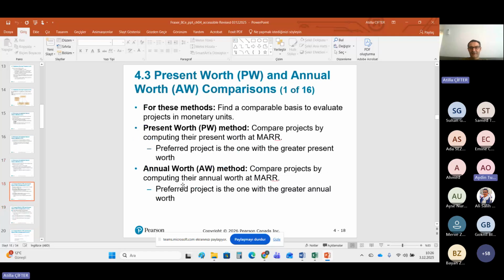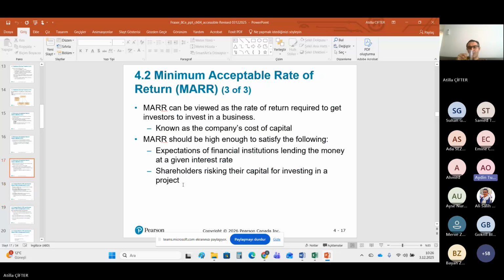So, what I explained, Hocam, I have a question. Yes. What is the benefit of comparing more than one project at one time? And secondly, how can we determine the relations between the projects? What relationships do these kinds of projects have?